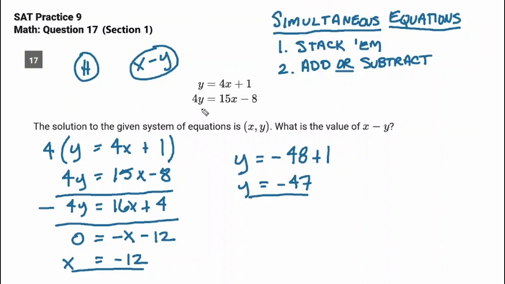If I want, I could plug in those two x and y into this equation, make sure it works. All I got to do is say x minus y. I got to be careful again. Negative 12 minus, so it's negative 12 plus 47. Might want to use your calculator. That's 35. And guys, that's the answer. You get it right, and you move on.